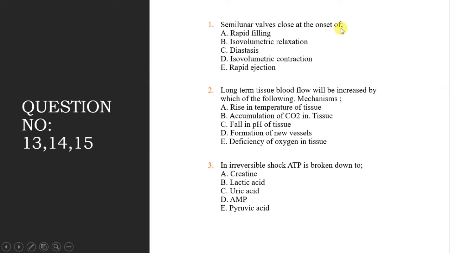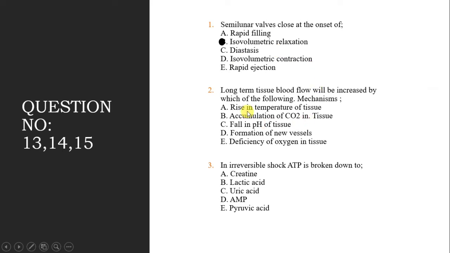So moving toward question number 13: semilunar valves close at the onset of rapid filling, isovolumetric relaxation, diastasis, isovolumetric contraction, rapid ejection. Semilunar valves basically close when the ventricle is relaxing, at isovolumetric relaxation, because isovolumetric relaxation causes the closure of the AV valves as well as the semilunar valves.